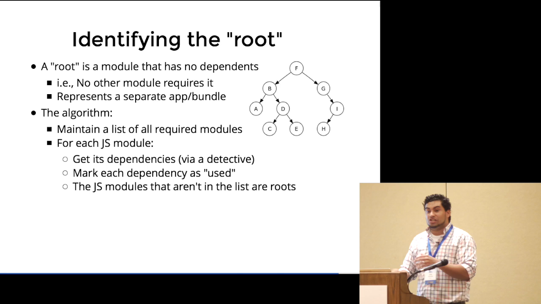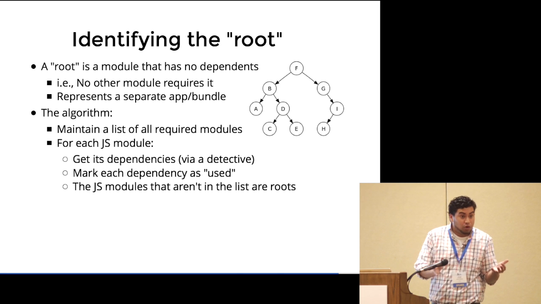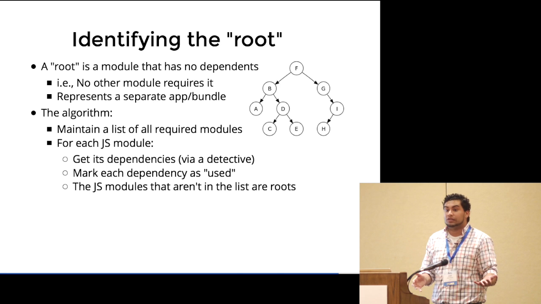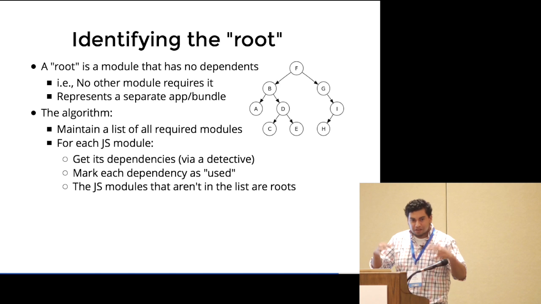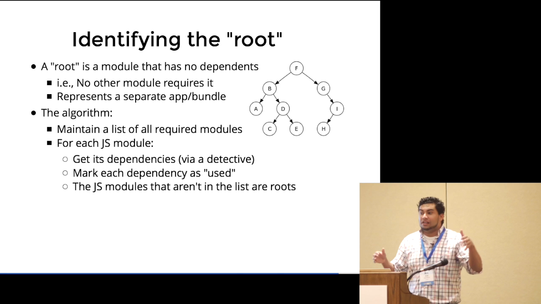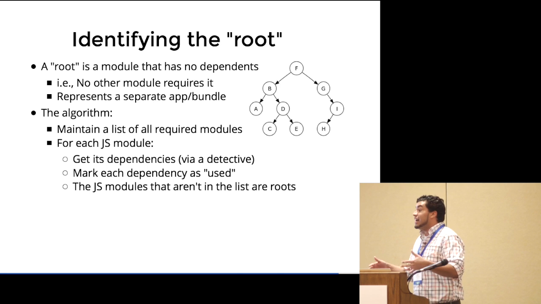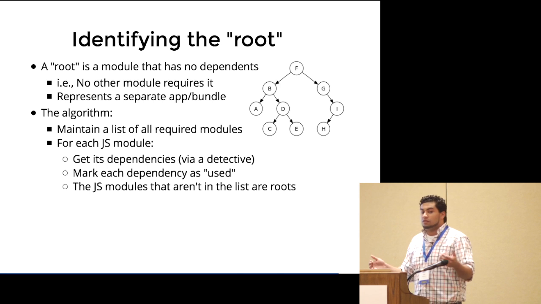For each of those dependencies, you mark them as used. They have been required by a file in our code base. You do that for every single file. At the end of the day, at the end of this whole process, the files that are not in that list of things that have been required, they are roots.